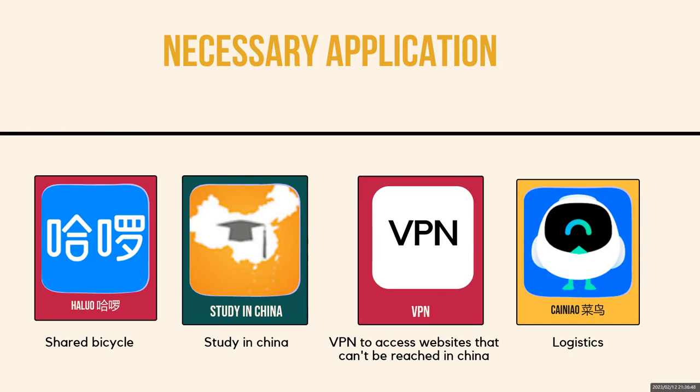Next, VPN. As I mentioned, Google services, plus Facebook, WhatsApp, Snapchat, all of these are not available here. So of course you need a VPN to access all these apps in China. Normally there are a lot of types of VPN. You can ask your roommate if he can provide you one of them.